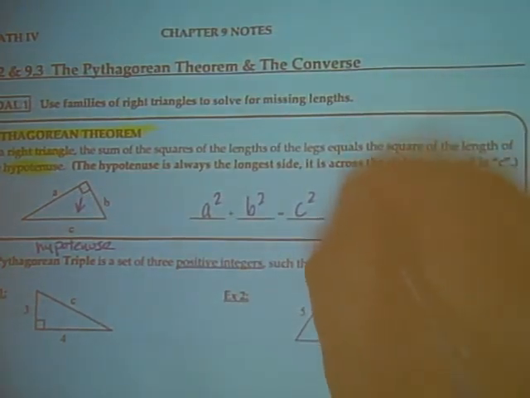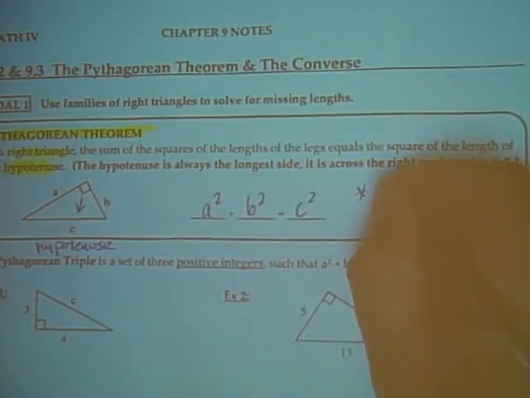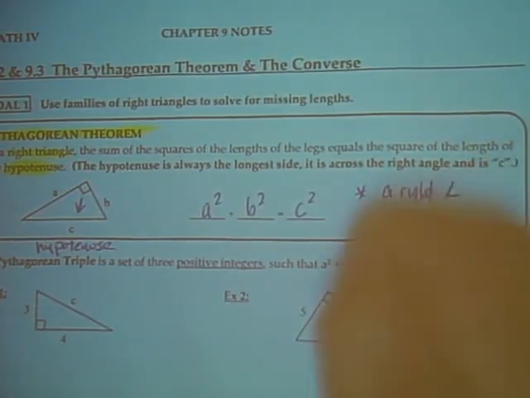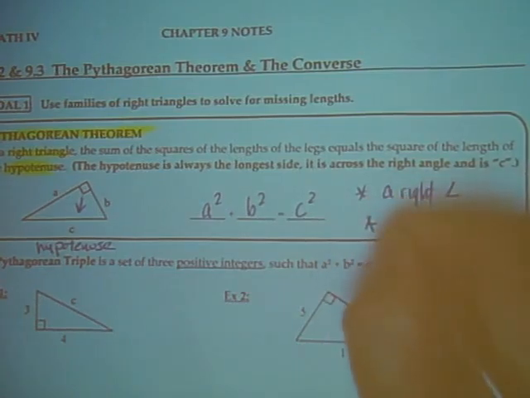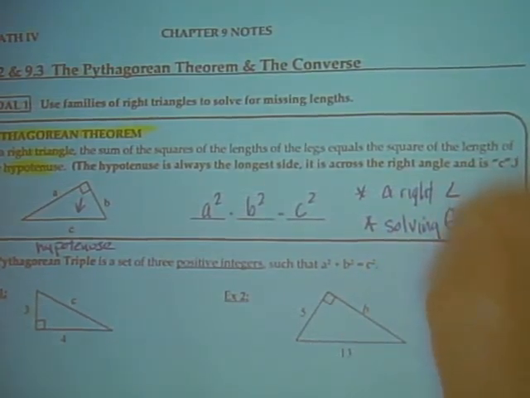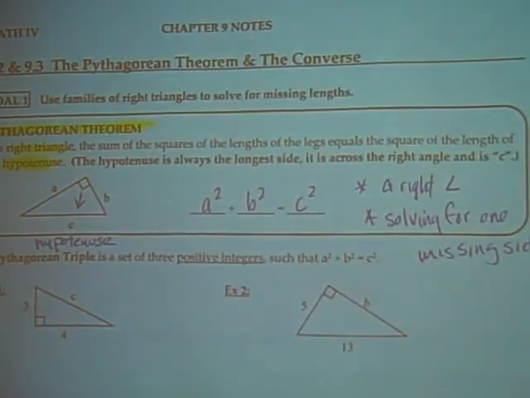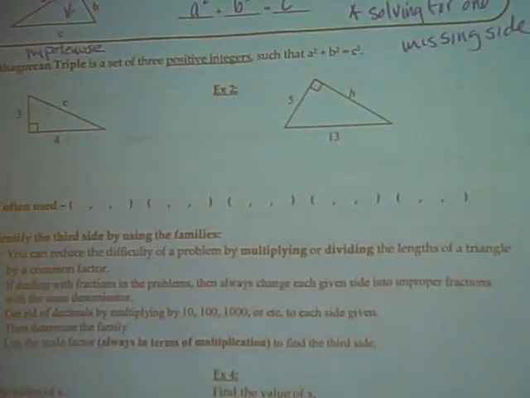Okay, remember we use this whenever we have a right angle and we're solving for one missing side. Okay, simple as that. You guys have been doing this forever now. No real concerns about this. Main thing, recognize the hypotenuse first as you're doing it. That's the only place we get tricked up.